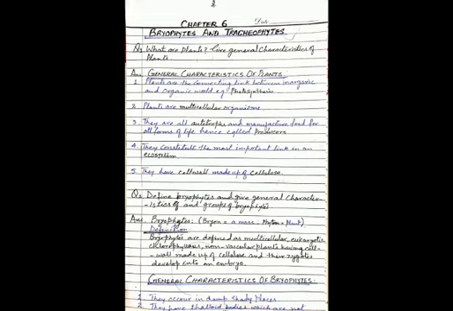Plants are multicellular organisms. Third point is, they are all autotrophs and manufacture food for all forms of life, hence called producers. The next point is they constitute the most important link in an ecosystem. The last point is they have cell wall made up of cellulose.